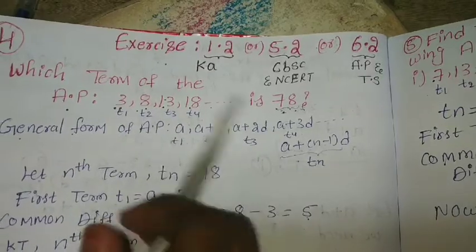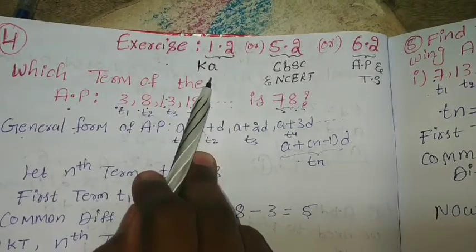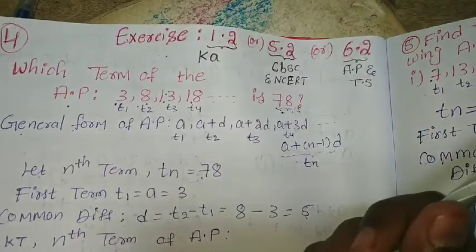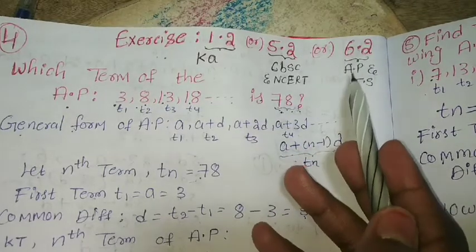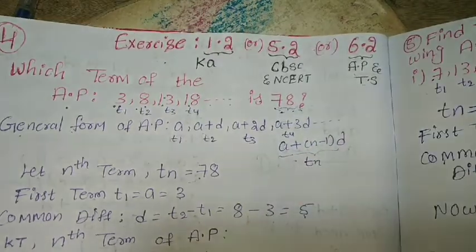Okay. So already I told you exercise 1.2 is the Karnataka syllabus and 5.2 is the CBSE and NCERT syllabus. And what is the 6.2 here? Andhra Pradesh and Telangana state people.